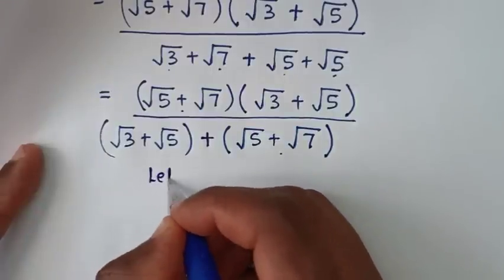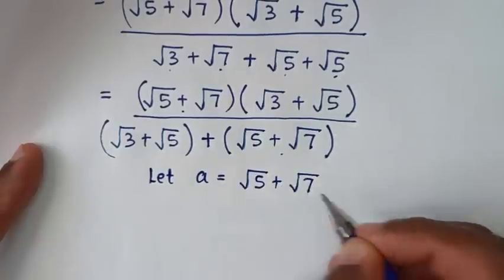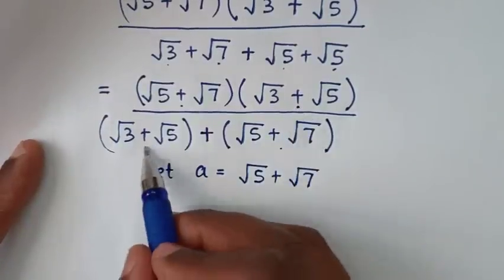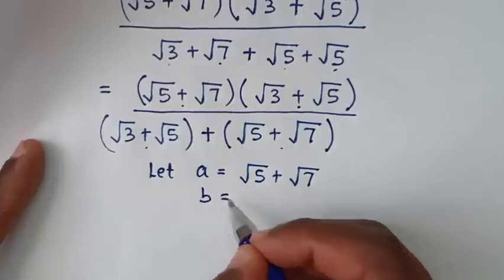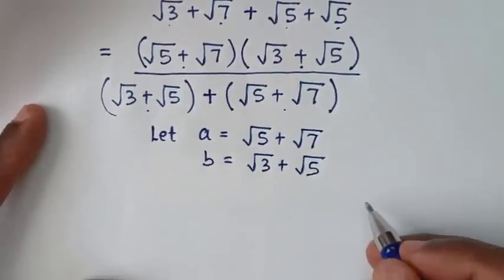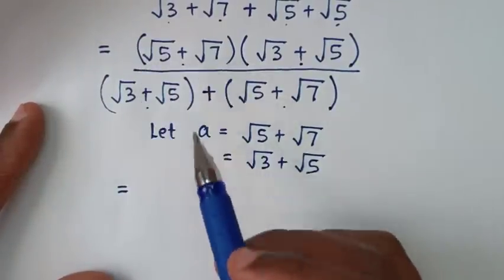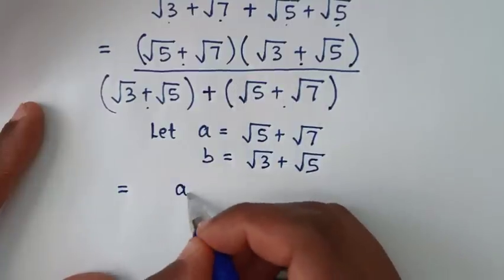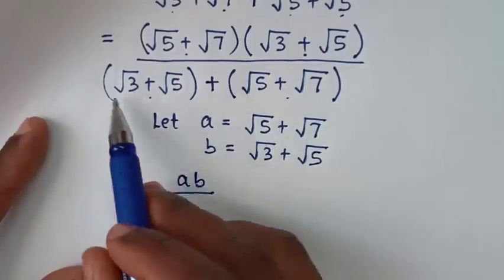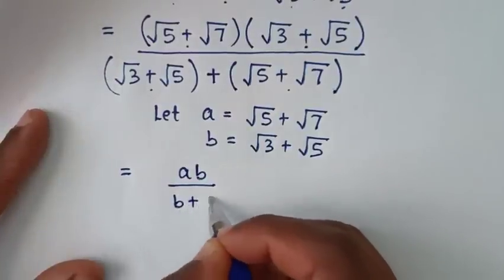Now here we can see square root of 5 plus square root of 7 is common, so we'll let a equal square root of 5 plus square root of 7, and also here square root of 3 plus square root of 5 is common, so we'll let b equal square root of 3 plus square root of 5. Then it will be equal to, here, this is a times b, so it will be ab over this is b, here b, and this plus this, which is a, so it will be b plus a.